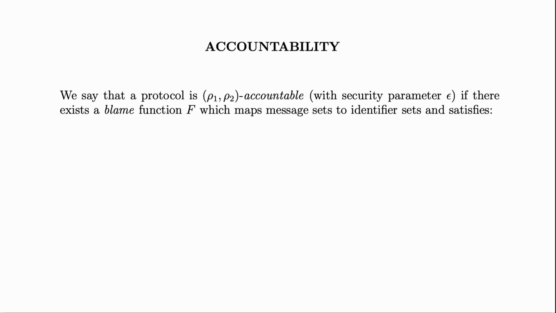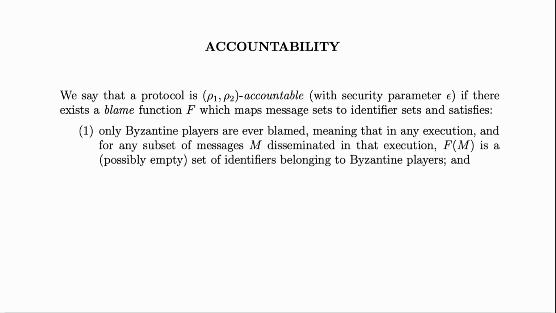Okay, and then we say a protocol is ρ1, ρ2 accountable, with security parameter epsilon, if there exists a blame function f. We're just going to have to point to guilty players in the event of a consistency violation, basically. So, if there exists a blame function f, which maps message sets to identifier sets and satisfies the following conditions. So first of all, only Byzantine players are ever blamed.